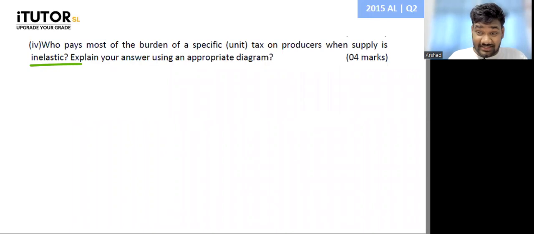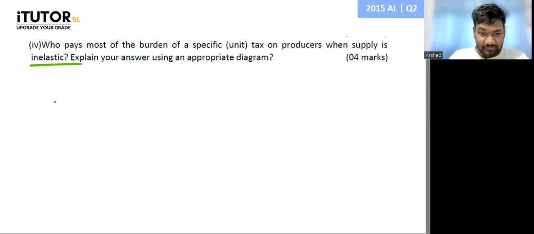Remember the shortcut is: higher the inelasticity, higher the tax burden. So the supplier is inelastic, so supply will bear a higher tax burden, or the producer will bear a higher tax burden. That's the shortcut. But we'll draw and see, guys. Remember, you can't write the shortcut for this. For something like this, you have to draw, guys.